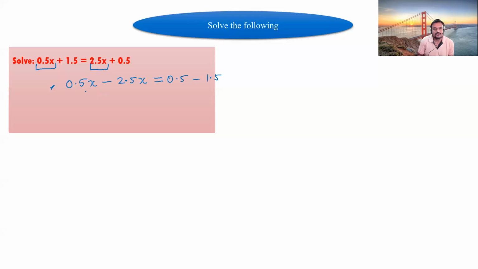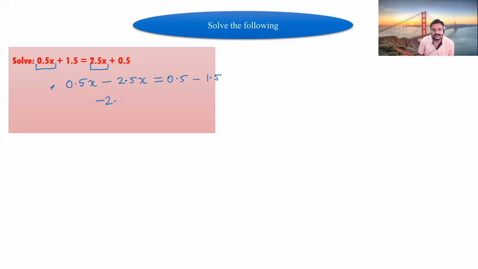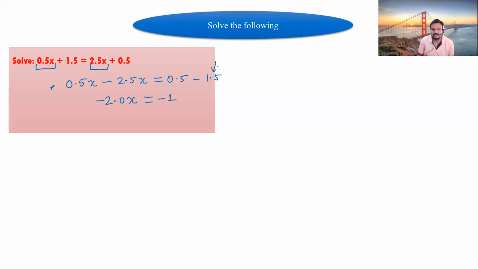Okay. So what is 0.5 minus 2.5? Minus 2.0x. That is nothing but minus 2x only. Okay. And here? 1.5 minus 0.5 is equal to 1. Minus 1 बेटा, क्योंकि 1.5 बड़ा है, उसका साइन माइनस है.